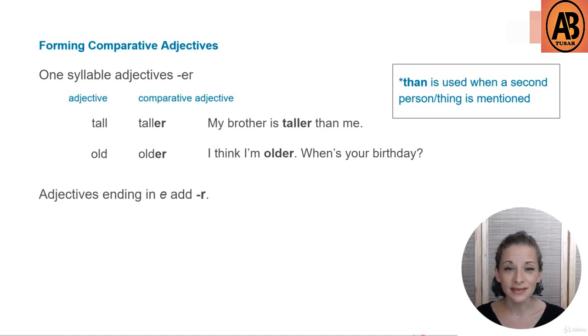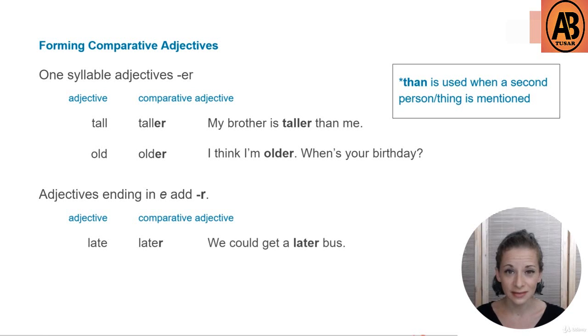Adjectives that already end in e simply add r. For example, late becomes later. We could get a later bus. And nice becomes nicer. The weather is a lot nicer today.